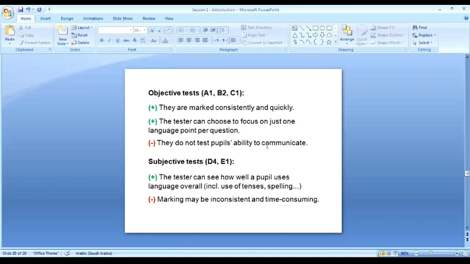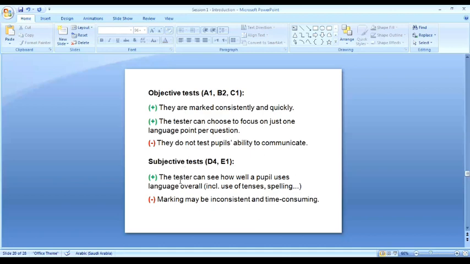Yeah, there is no communication, just only true, false, matching, and also completion. So you don't test the students' ability to communicate. You don't give them a chance to speak, to communicate. So this is the disadvantage of what? Of the objective test. Let us see the subjective test.